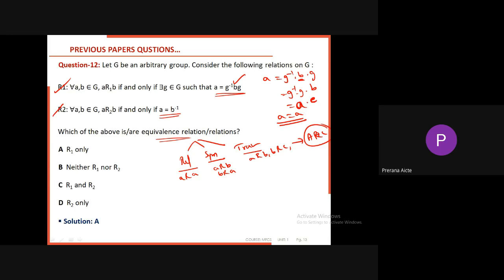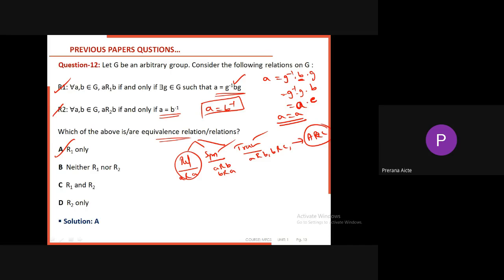Whereas coming to this one, there is no way that a will give the answer a. Why? Because a is equal to b inverse we have here. So the reflexive property is not at all possible for the second relation. If any one of the properties fails, no need to check the others. So R2 will not be an equivalence relation. Only R1 is the equivalence relation.